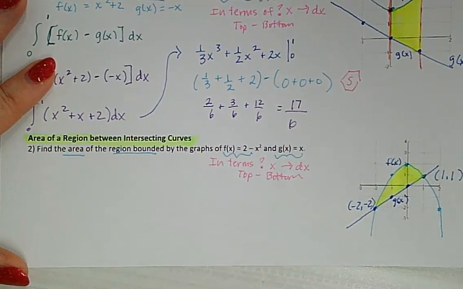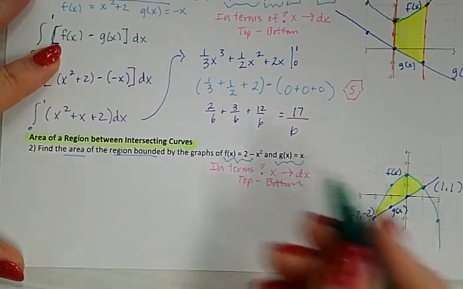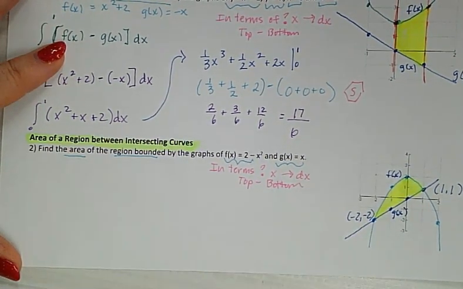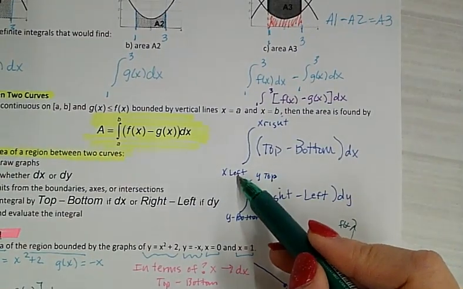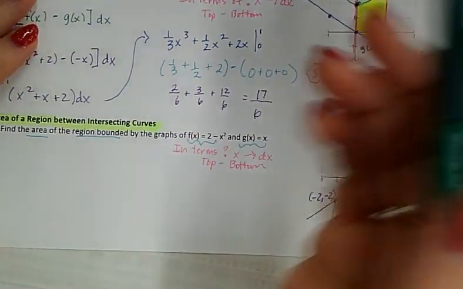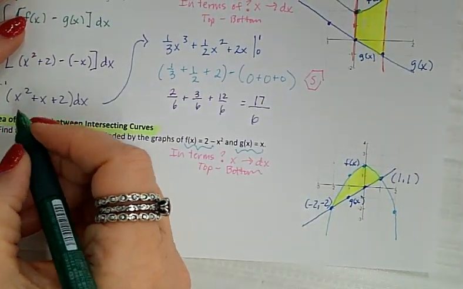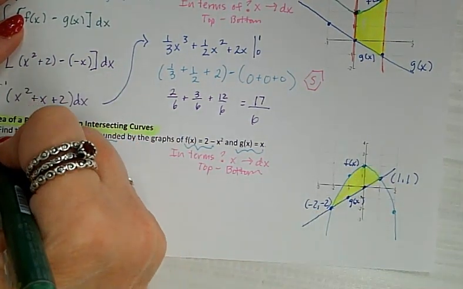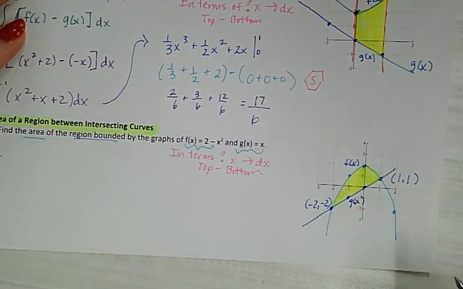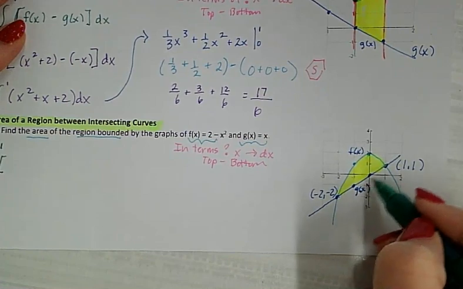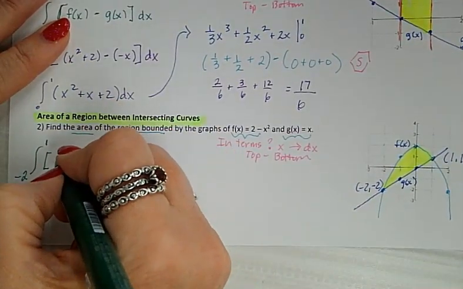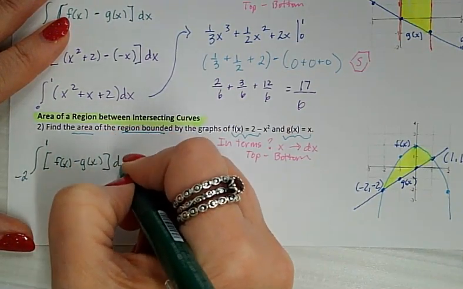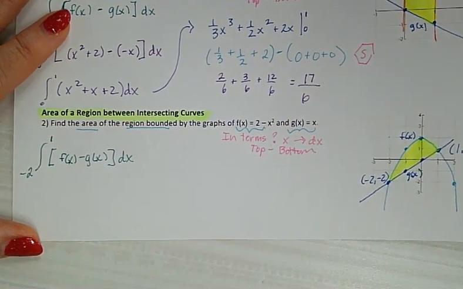So now we're going to go to setting up the integral. So I'm going to say my integral is going to go from, and since we said it was a dx situation, I'm going to go x left, x right when I'm writing this integral. So my x left is negative 2, and then 1 is my upper bound. Then I'm going to do top minus bottom, so f of x is on the top, g of x is on the bottom. And then I have my dx because we said it was going to be a dx situation.